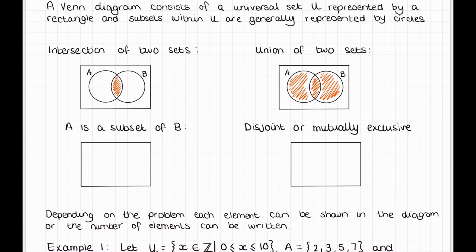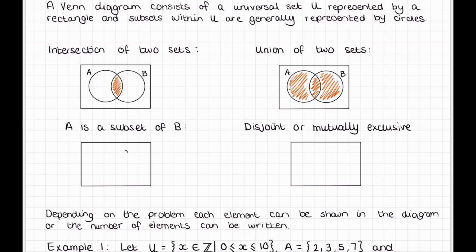Now, A is a subset of B. Thinking back, a subset is when all of one set is in another set. So A is a subset of B tells us that all of A is also in B, which means we would have a circle, which would be B. Now, if A is a subset of B, it means all of A is within B, so we would draw the circle of A inside the circle of B.